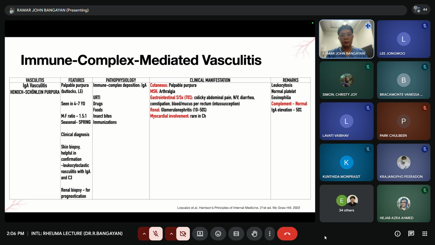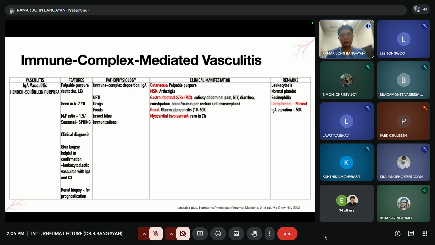Okay? It presents as palpable purpura. Usually, it does not extend beyond the buttocks or abdomen. So it only affects your buttocks and lower extremities. But I've seen patients who also have lesions on the abdomen and upper extremity. It is bimodal. You can see it in the younger population, and you can see it in the older population.